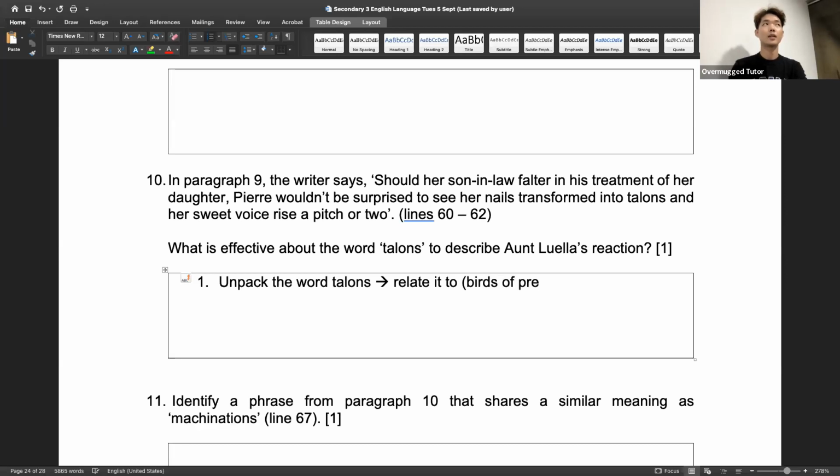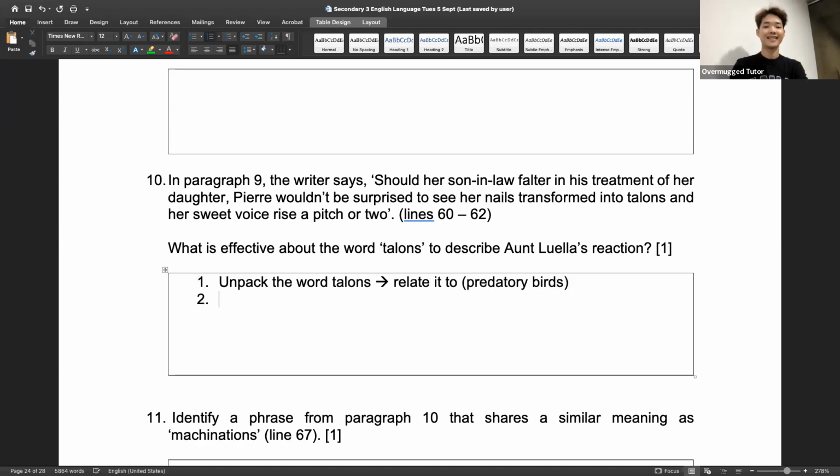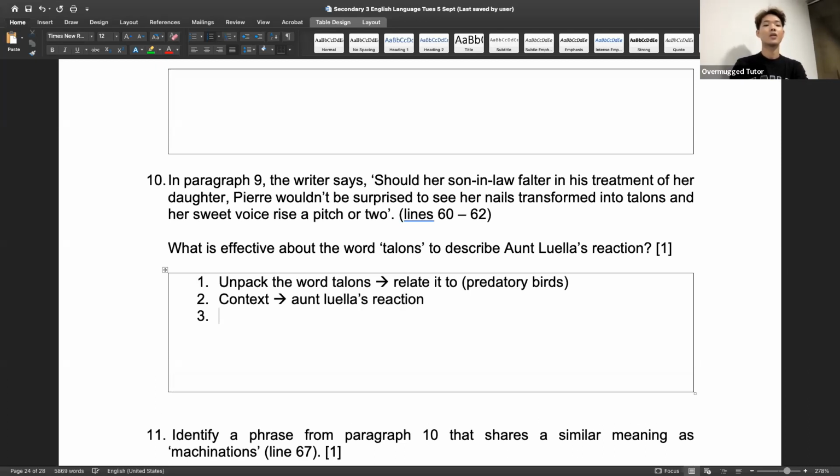Birds of prey. This is basically predatory birds. And after that, the context is a reaction. So go and come up with the answer. Her reaction was what? I think the context is very important because most of the time you don't get the context.